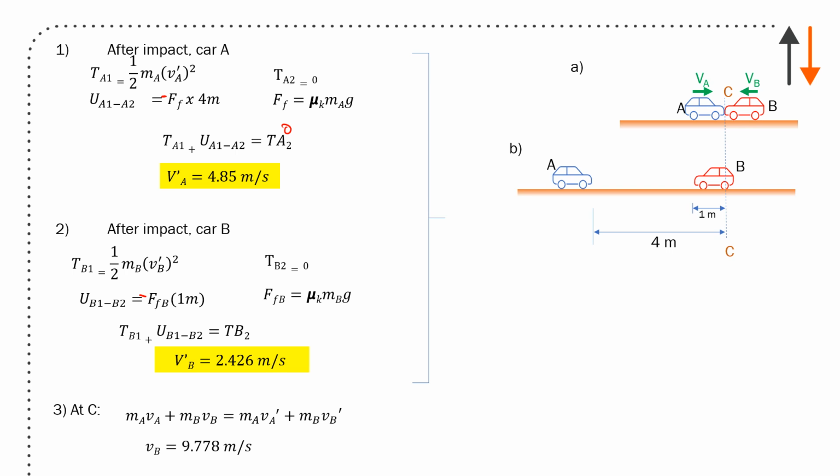So at C, the question was, just before impact, what was the velocity of car B? You know, this is 9 meters per second, and we've just solved for these two velocities, 4.85 meters per second for A and 2.426 meters per second for B. So that's the only unknown. All of these are the same in terms of masses, so you can get rid of those. And so you end up with a final velocity of B, which is 9.78 meters per second.